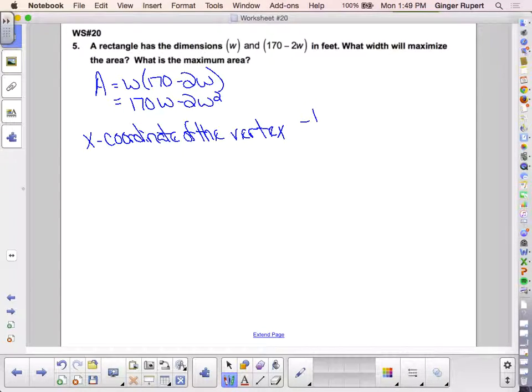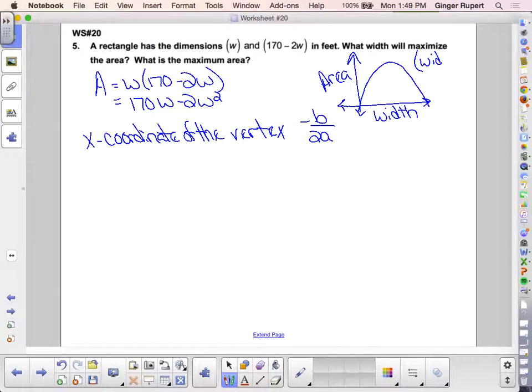To find the x-coordinate of the vertex, I'm going to use minus b over 2a. So keep in mind when I'm looking at this graph, think about the graph. The x-axis is width and the y-axis is area. So that means my vertex is going to be the x, width, and the y, area. Those values are width and area.